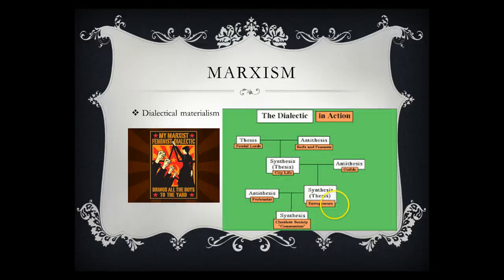And you can see here, this is a funny little meme here, my Marxist feminist dialectic brings all the boys to the yard. It's because he very much supported women, and women are going to eventually play an influential role in the socialist movement in the 19th and earliest 20th centuries, as we are going to see. And again, he had an atheistic philosophy. And so we're going to see how that plays out as well.